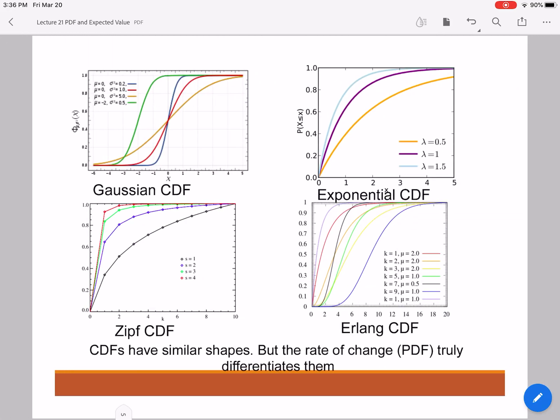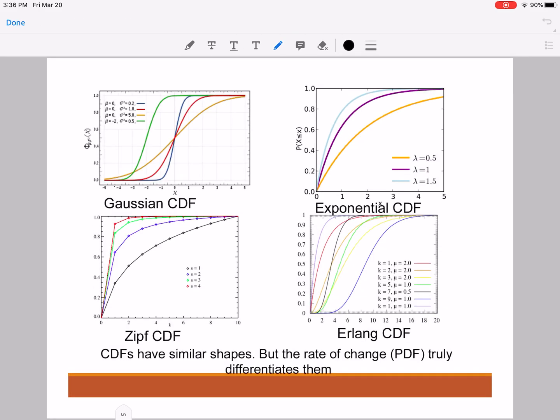So here's an example of multiple cumulative distribution functions for different families of continuous random variables. This is the shape of a Gaussian random variable, which is quite similar to an Erlang random variable's shape. Now the exponential random variable and Zipf random variable both have quite similar CDFs, but it's the rate of change of the CDF that makes them strikingly different. And that's why we focus on the PDF, which is d by dx of capital F of x.